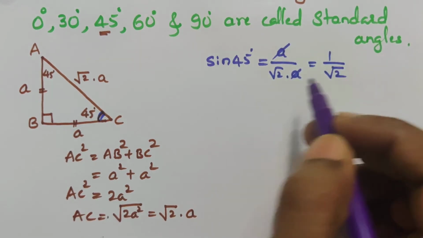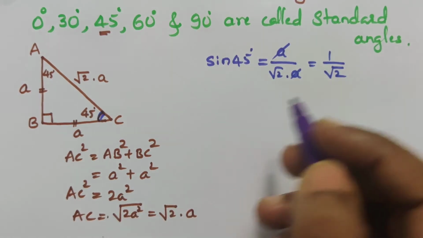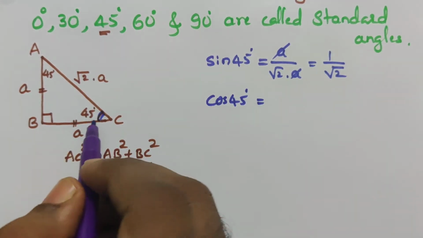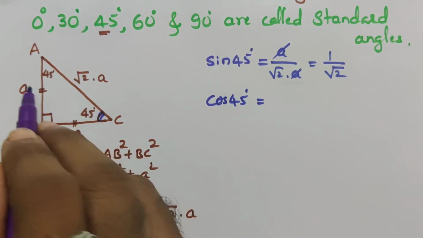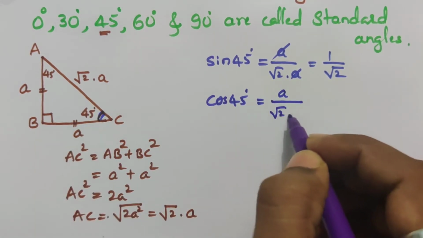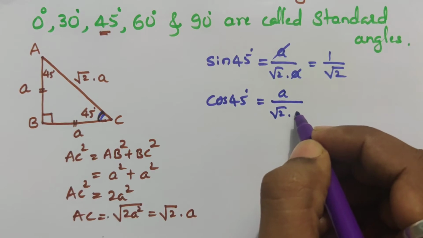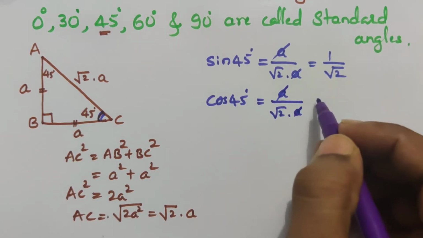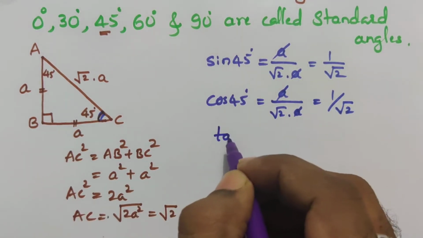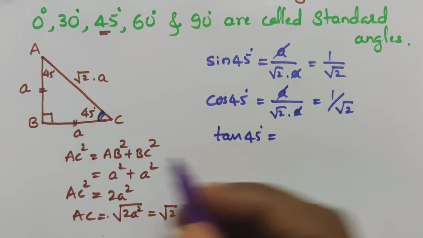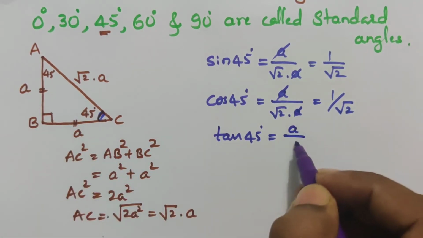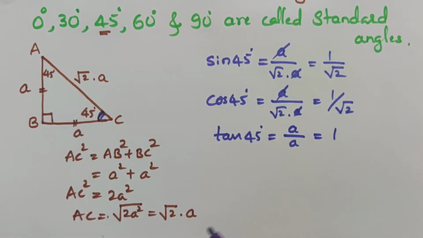This value is always equal to sine 45 degree, a fixed value. In the same way, if you want to find cos 45, it is base by hypotenuse. Again this will come A by root 2 A. A cancels, again this is 1 by root 2. In the same way, tan 45 is opposite by base, that means A by A. A cancels, the answer is 1.